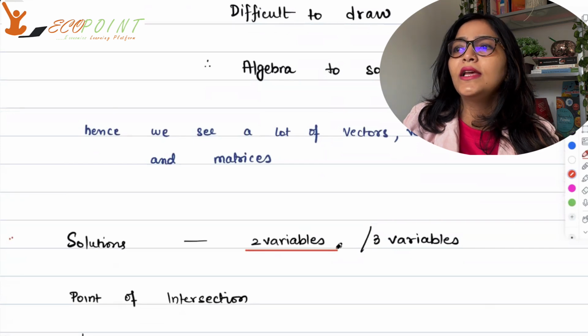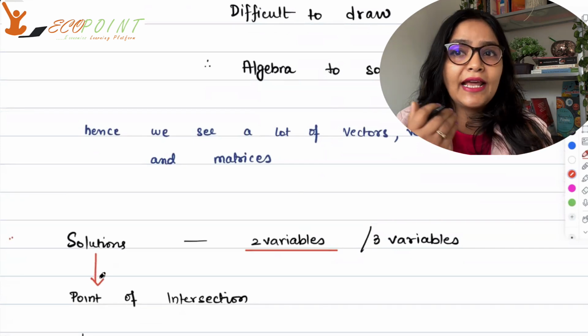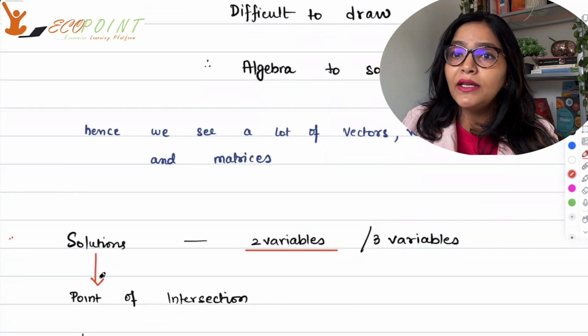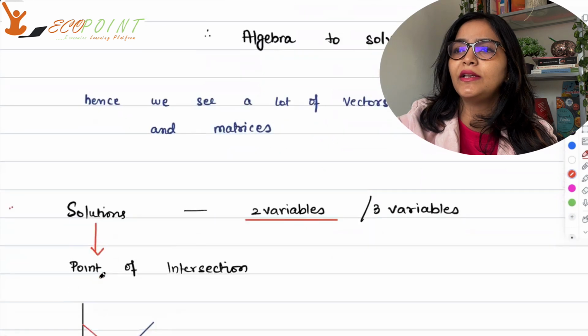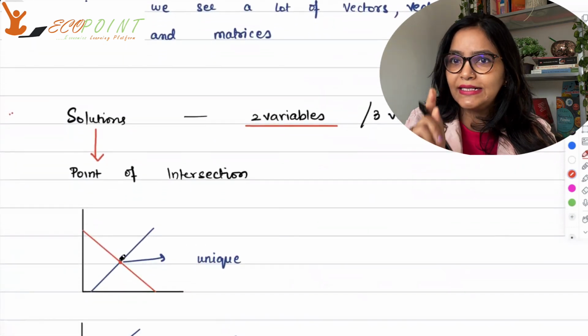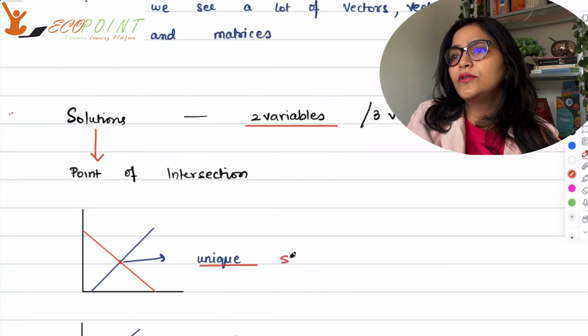So what are solutions? Solutions are points of intersection. You can have a unique one. Maybe you can have a lot of them. Maybe there is no intersection happening. So let's see what's happening. When you have just one single intersection point, that is your unique solution.